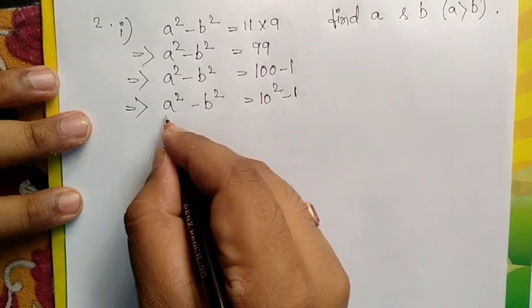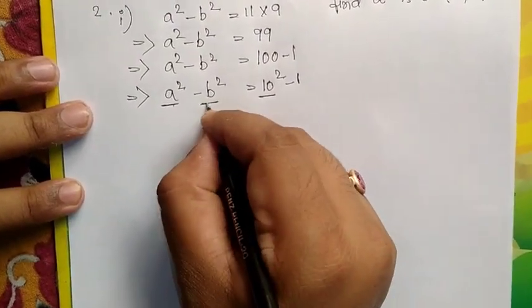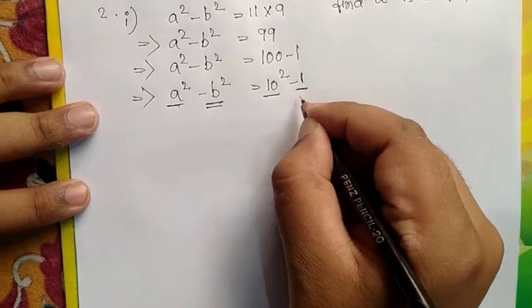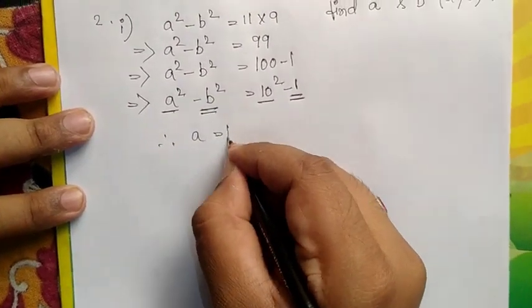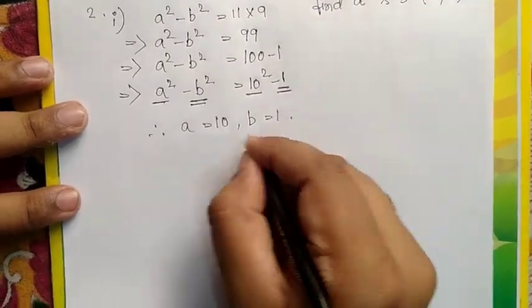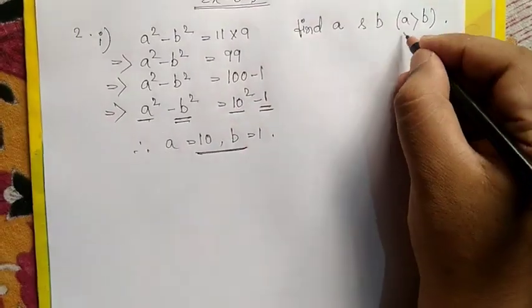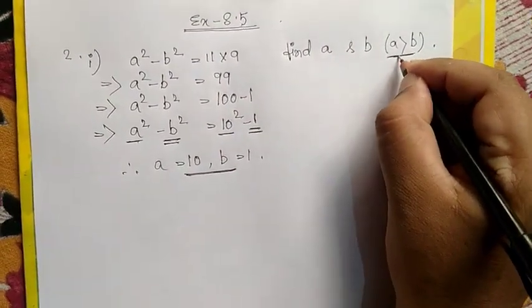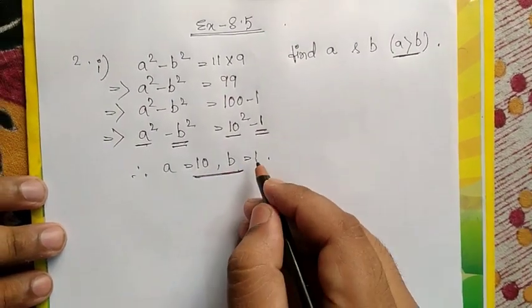Therefore the value of a is 10 and the value of b is 1. After finding the values, the condition a > b is also satisfied. So the answer is a = 10 and b = 1.